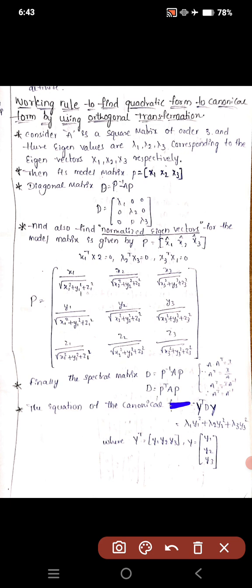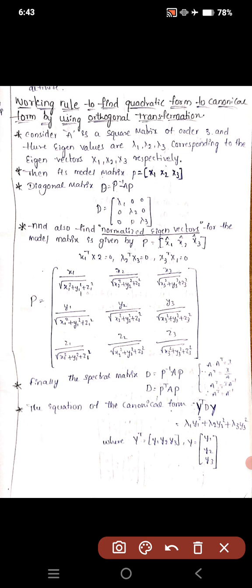Transpose means transpose matrix. The equation of the last form is the canonical form. How to write: y transpose D y is called canonical form. So lambda 1 y1 square, lambda 2 y2 square, lambda 3 y3 square. So this is called canonical form.